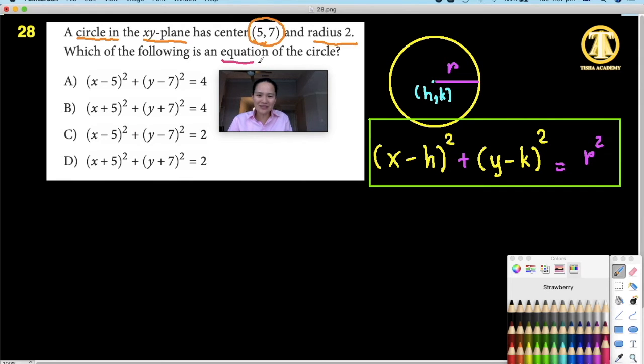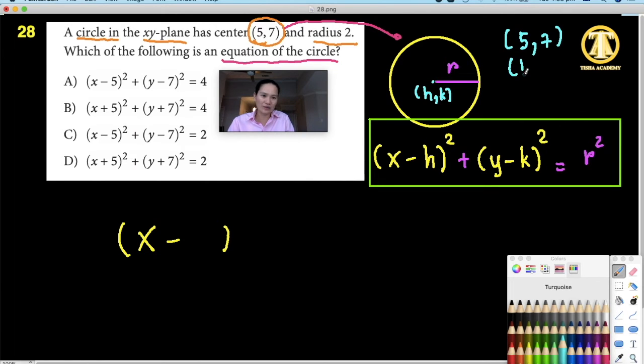Can you see something after we know all of the formulas? This one is so easy, we just put everything in our formula. Of course, let's do it together. The first bracket, I have x minus h. And I know our (h, k) equals (5, 7). This one is our (h, k). And I know our r equals 2.